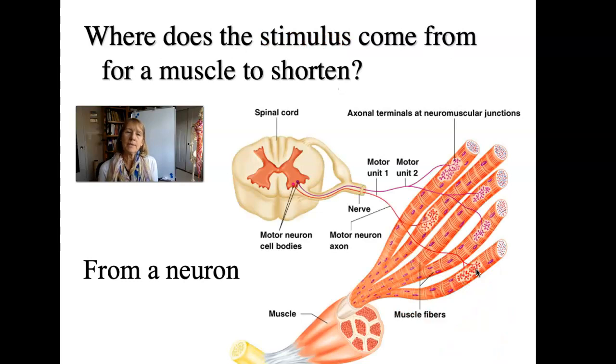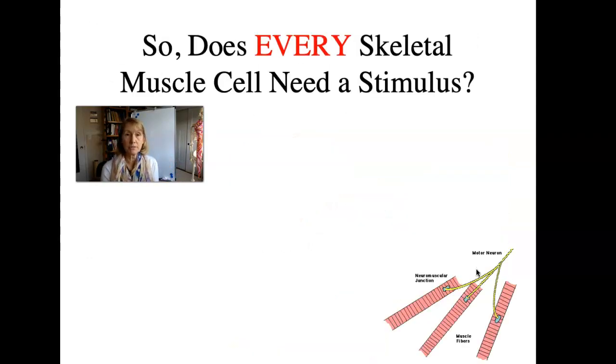But the question that arises is, does every single skeletal muscle cell of your body actually need one of those wires, one of those branches of a neuron to give it the signal for it to fire? Or just being in the vicinity of another one will make all those muscle cells contract? That's the big question. So I've posted here for you in writing.